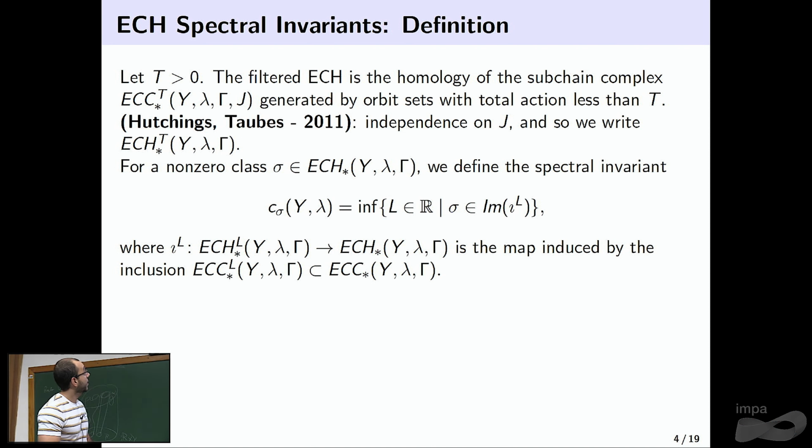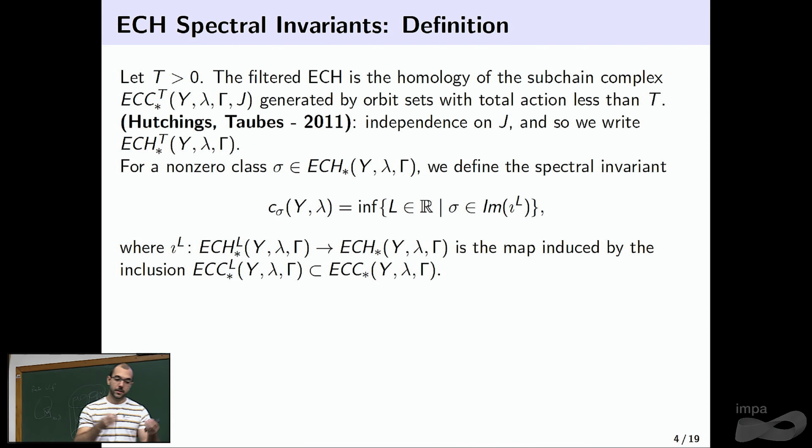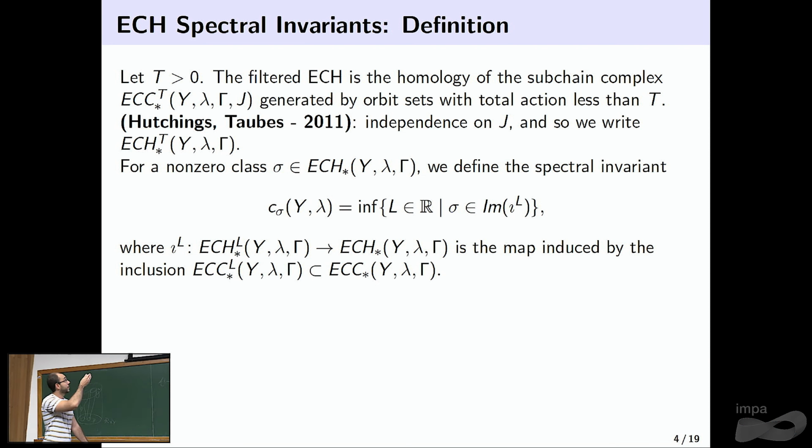And in that setting, we can define the ECH spectral invariant. So roughly speaking, given an ECH class, which doesn't depend on the contact form, you can look for a fixed, non-degenerate contact form and ask how much action you need to express this class in a real representative. Formally, it's the infimum of real numbers L such that sigma, the homology class, is inside the image of the inclusion map.